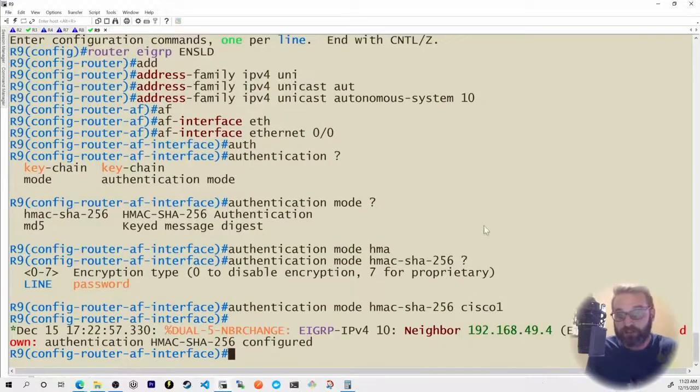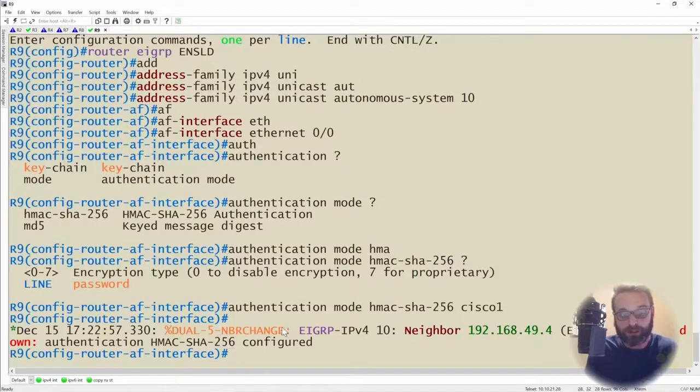Now my adjacency comes down with R4 because we're trying to authenticate now. And now that that neighbor adjacency is down, this is going to set up a huge talking point about the difference again between named mode and the classic mode of EIGRP. Within named mode EIGRP, we added new features to it, like the ability to do HMAC SHA-256 authentication. Classic mode EIGRP cannot do that.